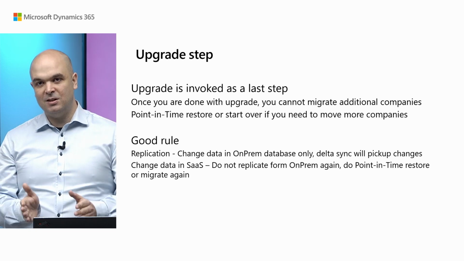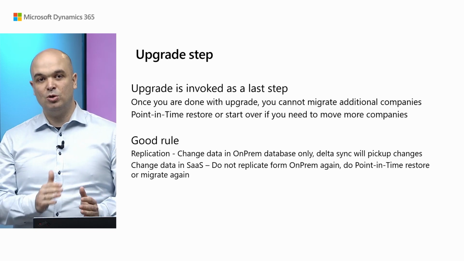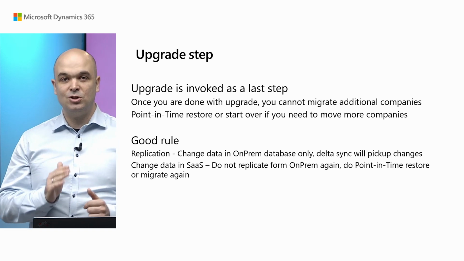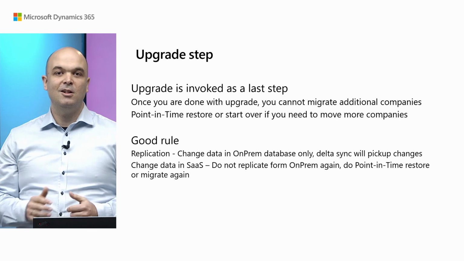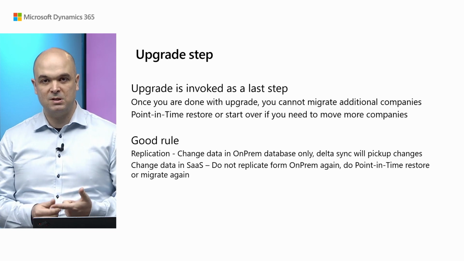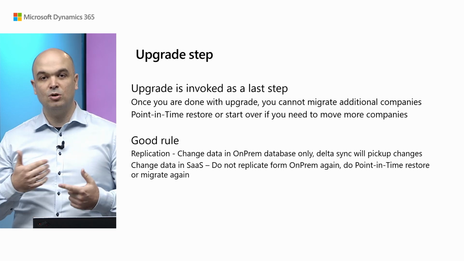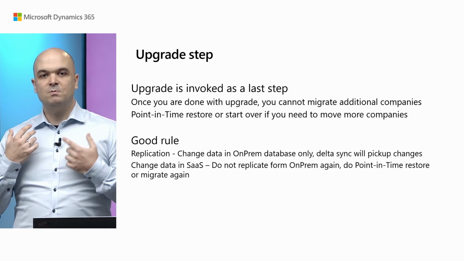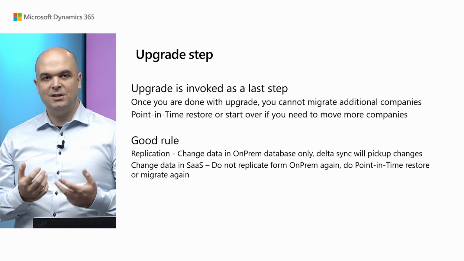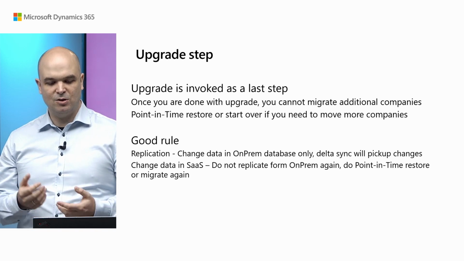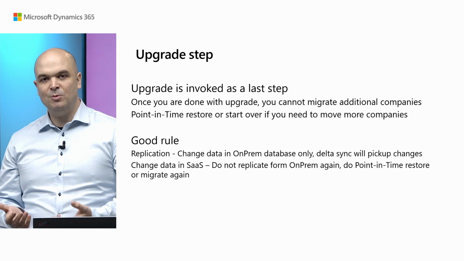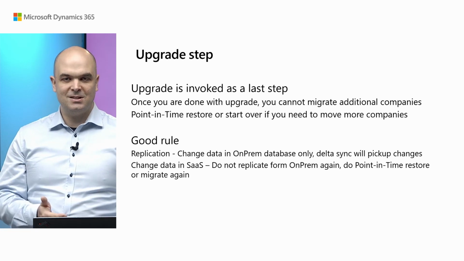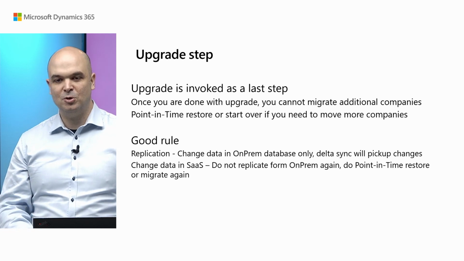While you're pulling the data from the on-prem system, do not change the data in the SaaS database, because you're risking that your changes are going to be overwritten, or you're also risking that you will confuse the replication engine, so it is not going to pick up some changes that it should. Our strong recommendation is to change the data in a single place. So while you're replicating from on-prem, do not change it in SaaS. If you change it in SaaS, do not pull the data from on-prem again.